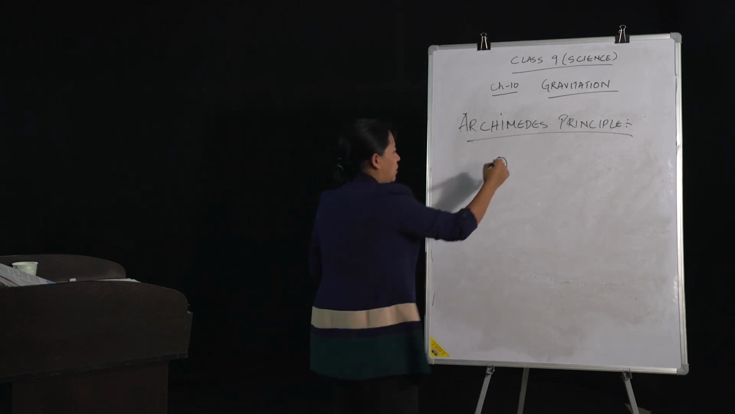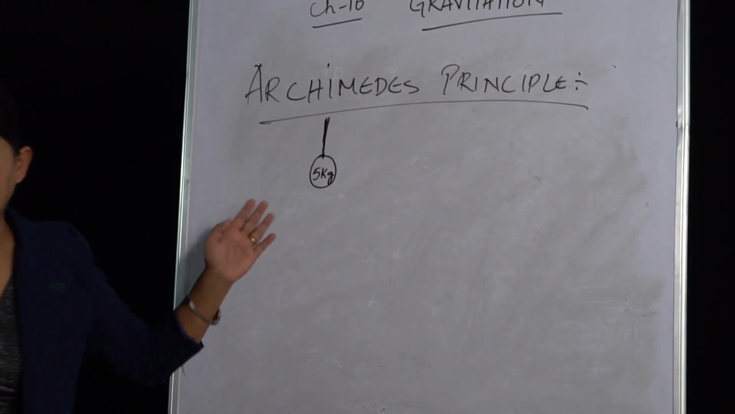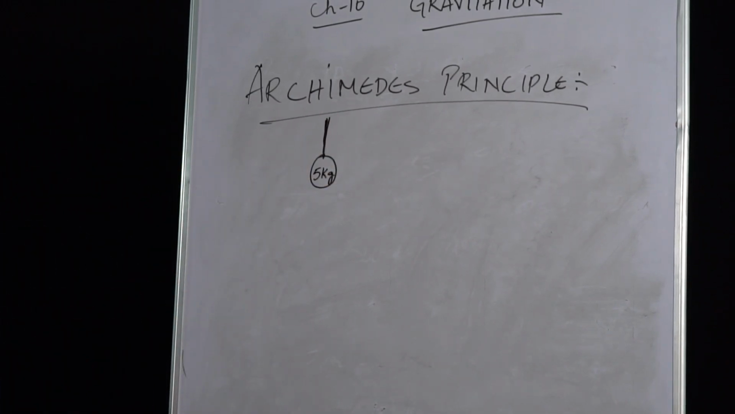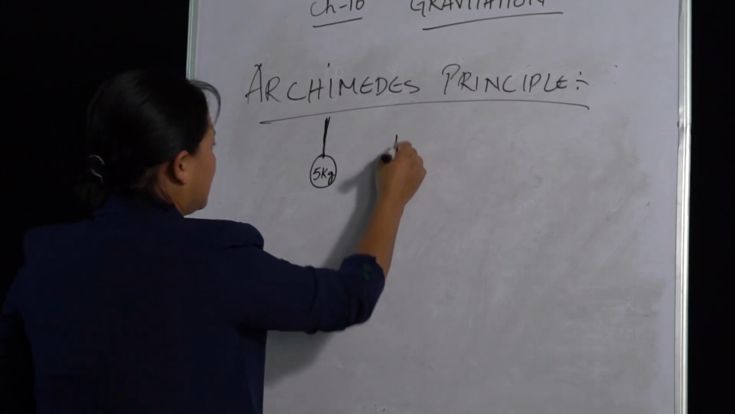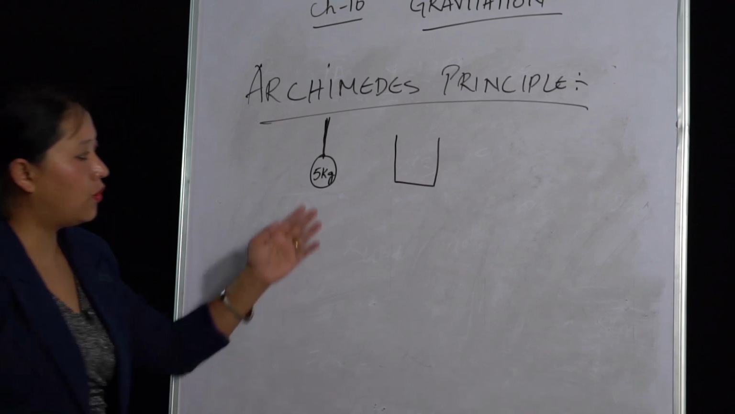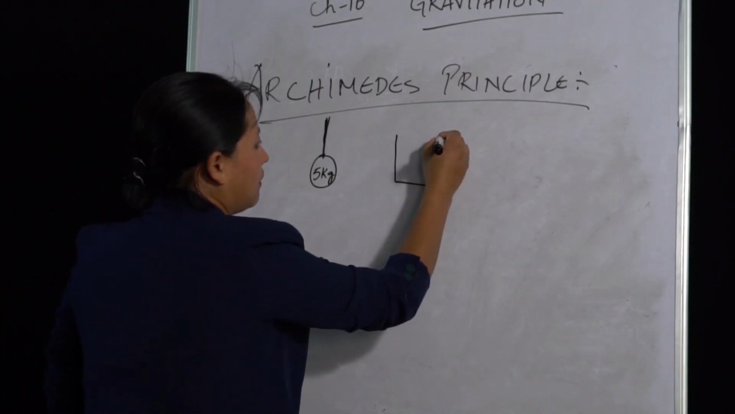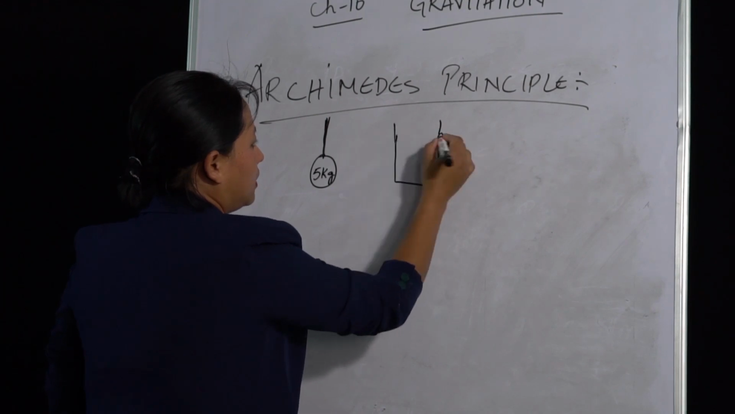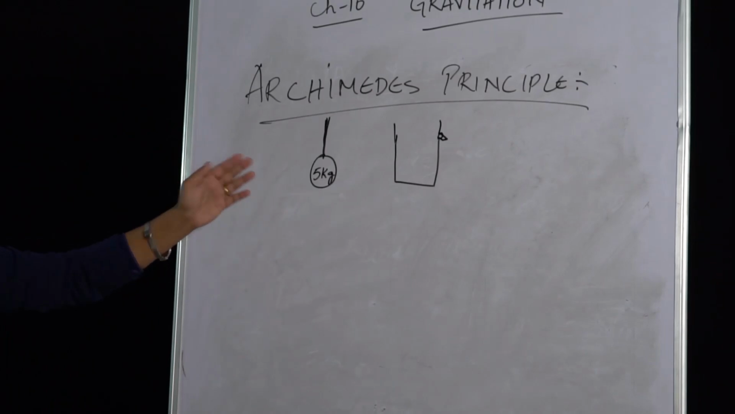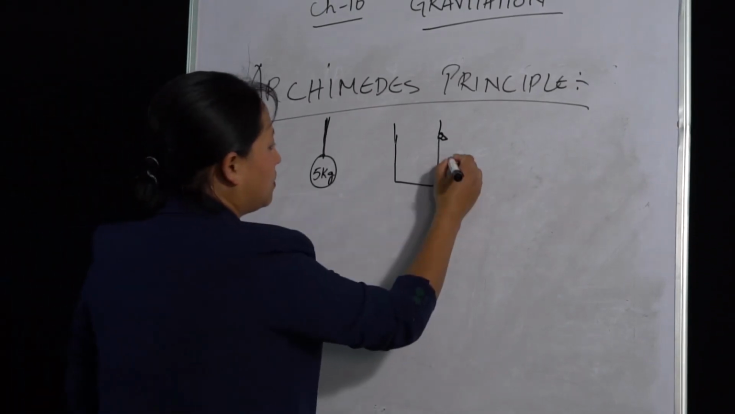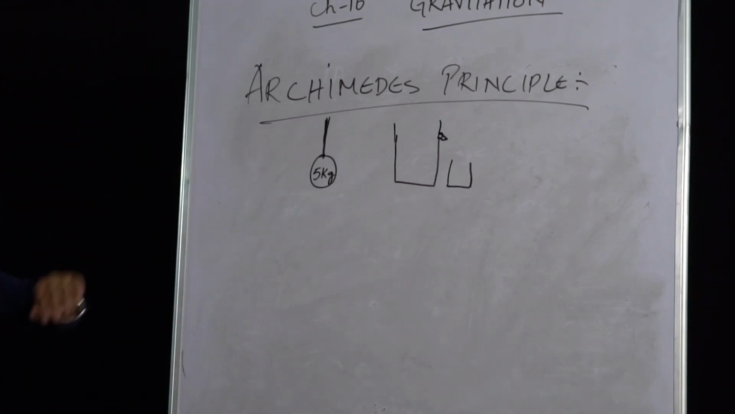So tie this stone with a thread or a spring balance, and then take one glass tumbler or a beaker which has a small opening on top. Then take another small container or beaker and place it below the opening.